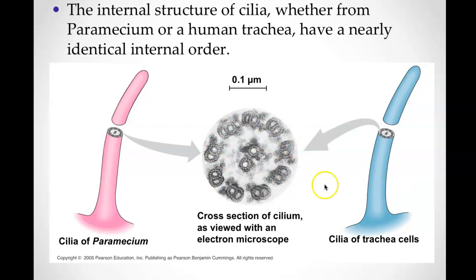So this says the internal structure of cilia, whether from paramecium or human trachea, has a nearly identical internal order. Super cool.